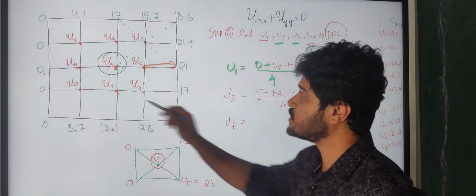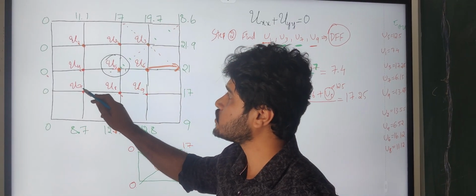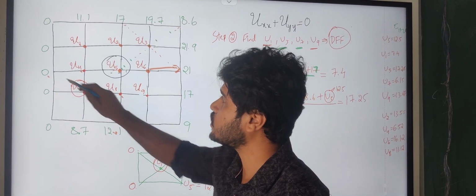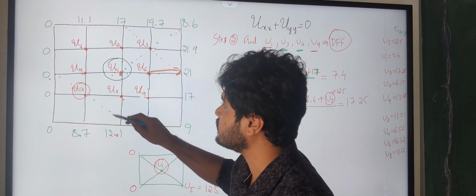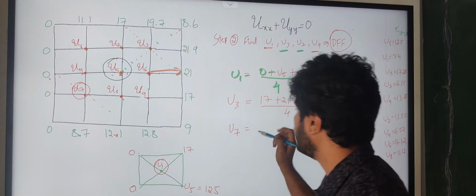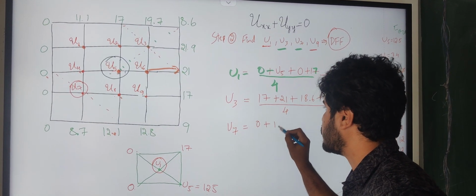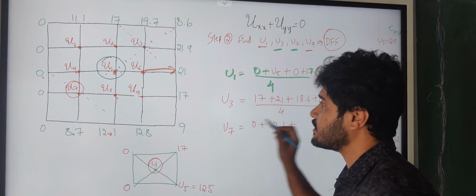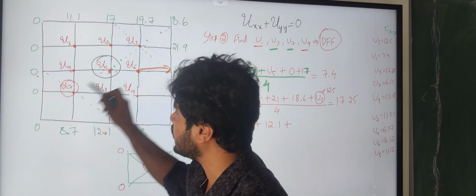So identify where is u7 in the diagram. So here we have u7. So just draw the diagonal line, dotted lines. So diagonal entries, here we have 0 and here we have 12.1. Just add them, 0 plus 12.1, and add the remaining two diagonal points, a line which passes through u7.